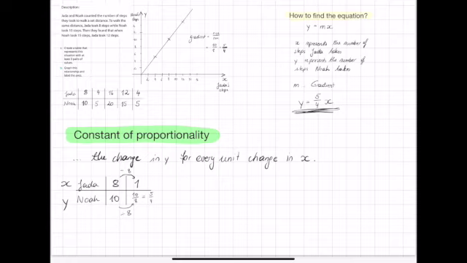It is the gradient. So this is also the gradient. And we call the gradient m. And it was 5 over 4. So the constant of proportionality also tells us what I need to times by when I want to find Noah's step in terms of Jada's step.